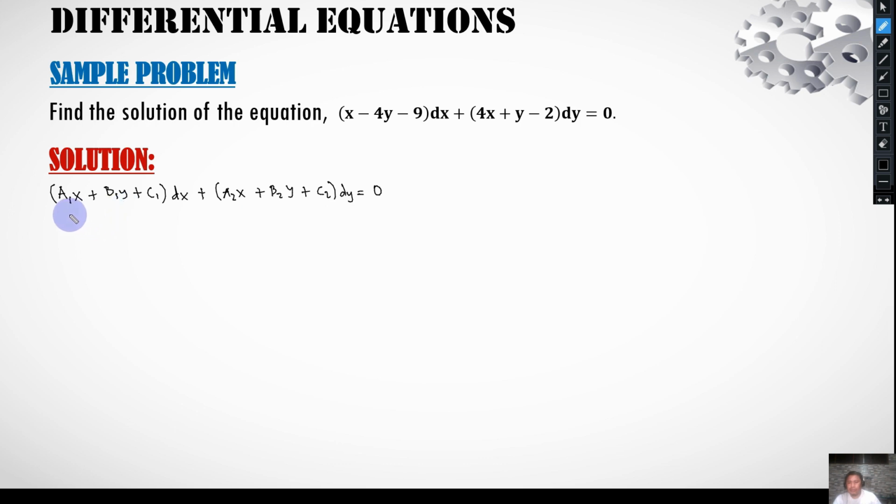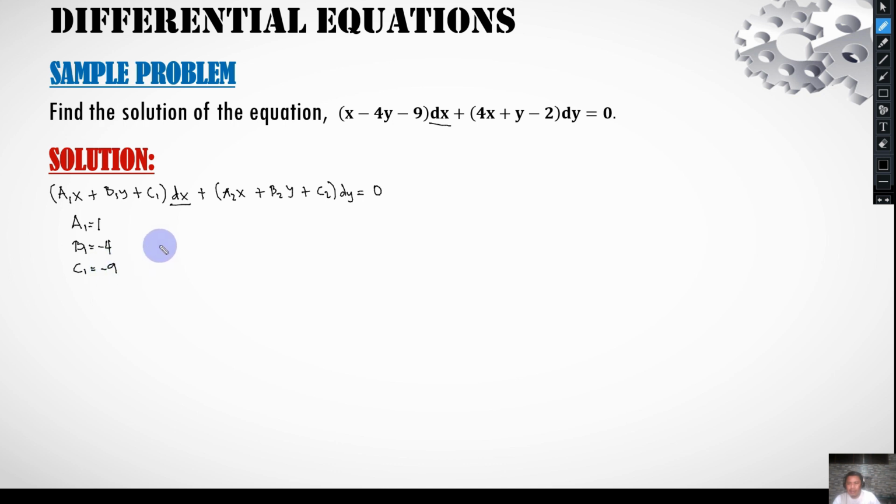So our a sub 1 here is equal now to, dx tayo. Again, dx to. So, dito natin makukuha yung numerical value niya. So, a sub 1 x, normally this is numerical value of 1 lang, kasi x lang. So, we have 1. And then, b sub 1 is just equal now to, yung b sub 1 natin dito is b sub 1 y. So, ito yung y. So, minus 4. At saka yung c sub 1 natin is just equal now to negative 9.